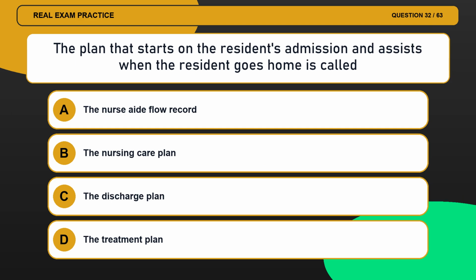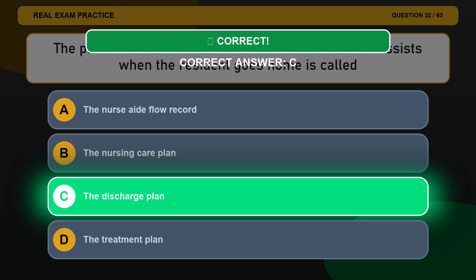Question 32. The plan that starts on the resident's admission and assists when the resident goes home is called Option A, the nurse aide flow record. Option B, the nursing care plan. Option C, the discharge plan. Option D, the treatment plan. The correct answer is Option C, the discharge plan.